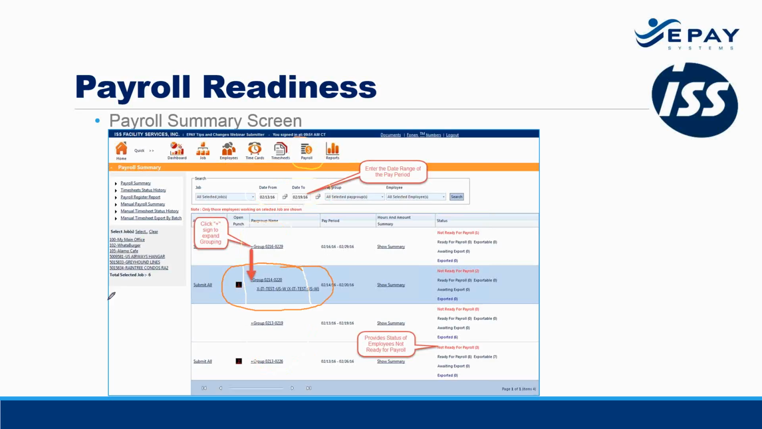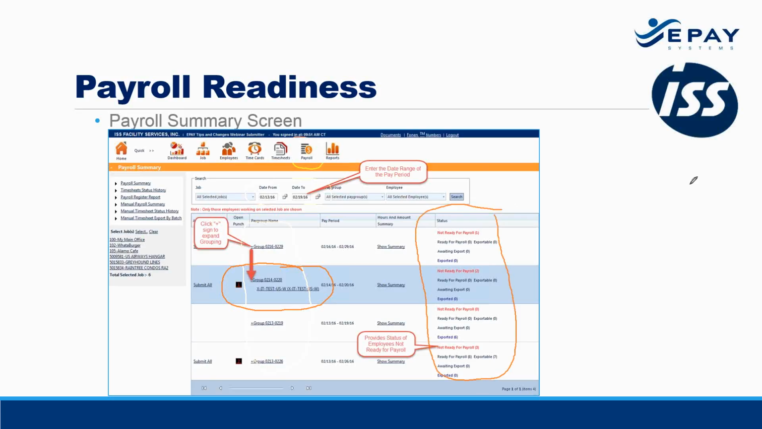The key thing to keep in mind here is once you expand that grouping, you then have the ability to actually see in more detail how many employees are ready or not ready as it relates to that particular pay group. If you look over at the far right-hand column, the status column, you'll notice that a few of these statuses say not ready, some say ready, waiting for export, and exported.